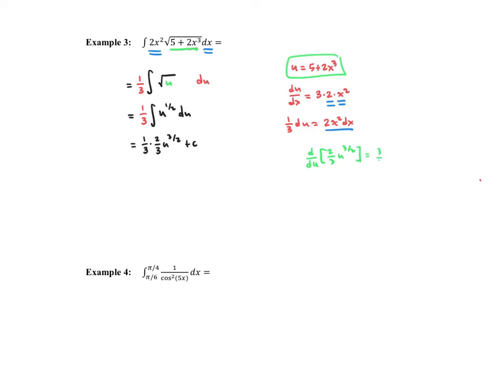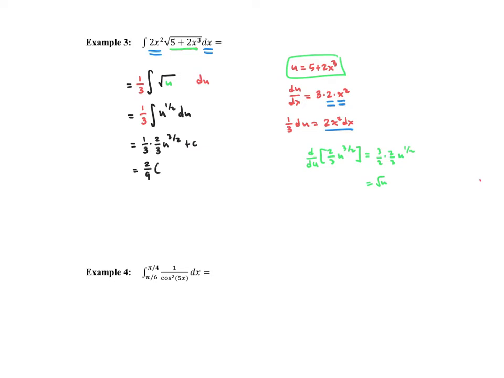So that'll be 3/2 times 2/3 u to the 3/2 minus 1, which is 1/2. Yeah, we're good. So that would come out to be the square root of u, which is exactly what I want it to be. All right, so I'm going to just simplify this. This will be 2/9 u.